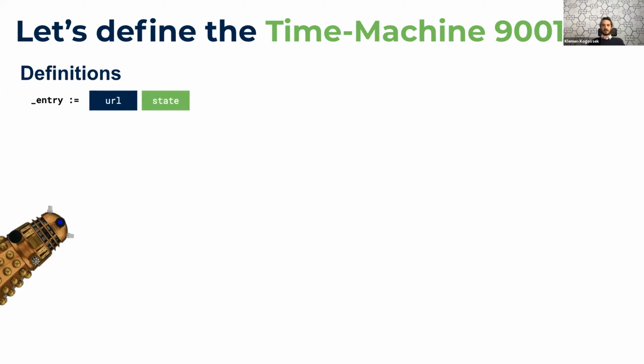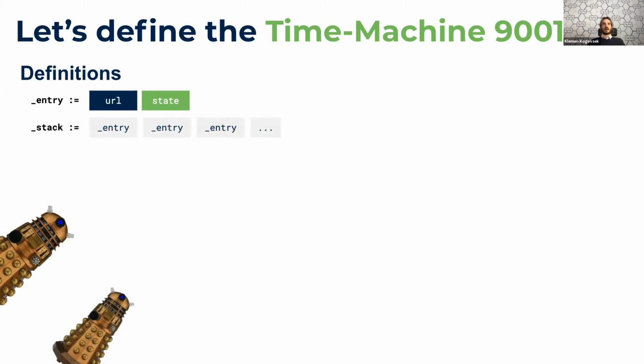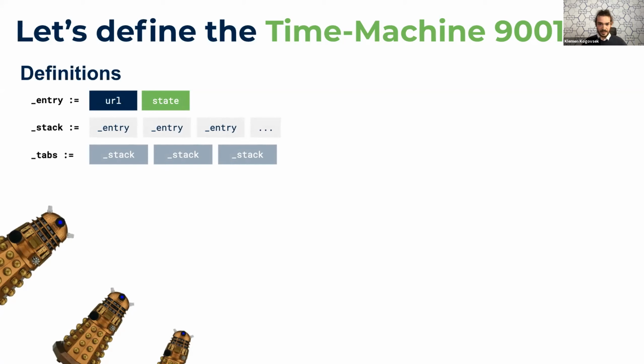So this is already in the browser. But we're gonna abstract that and put those entries in a stack. So we are building our own stack now. And if we take the stack and multiply it a few times, we can build ourselves tabs. And when we have tabs, now we kind of defined the basic structures of what we're going to do.